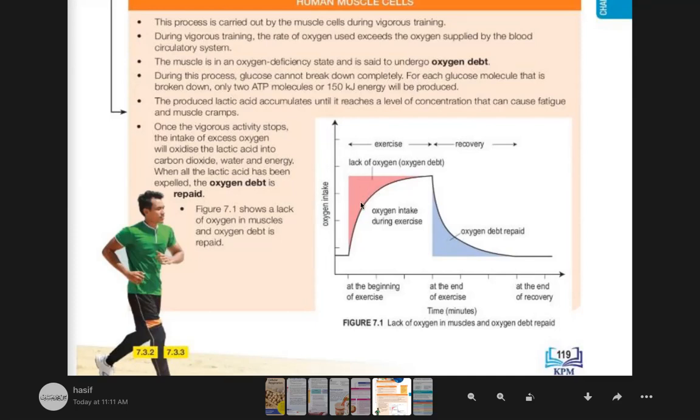Ni awak tengok lack of oxygen. Ni adalah hutang awak ni, yang warna merah ni. Tapi when you stop, ni at the end of exercise ni, awak akan bernafas tercungap-cungap, betul tak? Supaya awak ambil lebih banyak oksigen. Untuk apa? Untuk cover balik oksigen debt ni. And then oksigen intake awak akan jadi normal balik. Okay, faham? At the end of recovery.